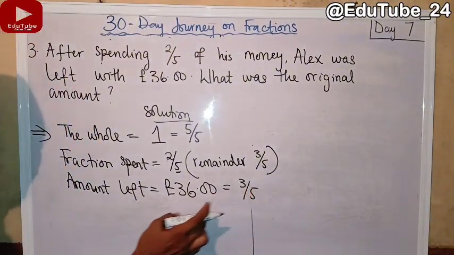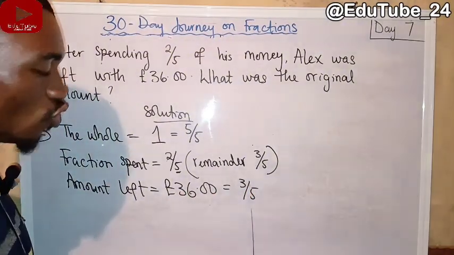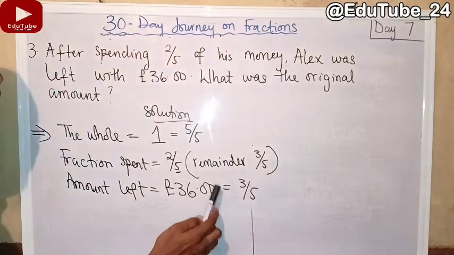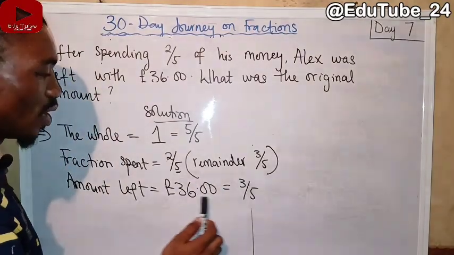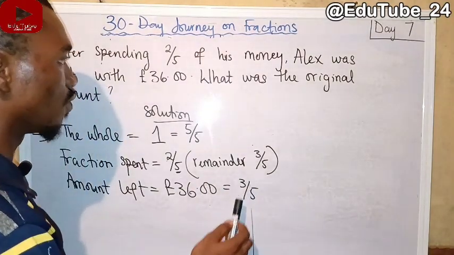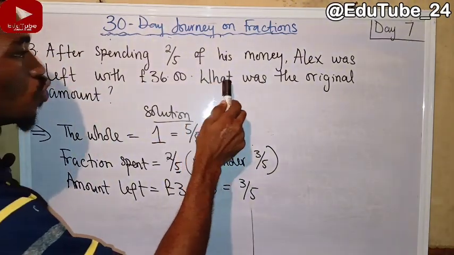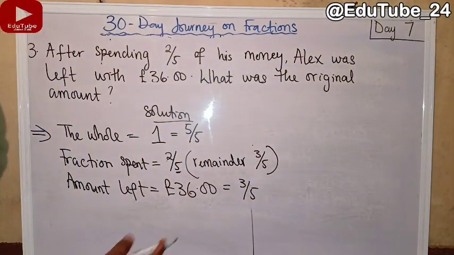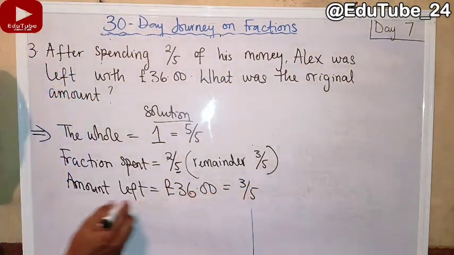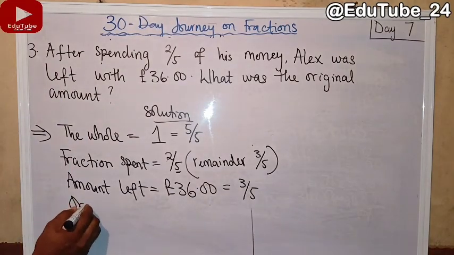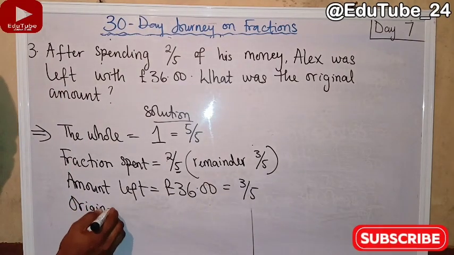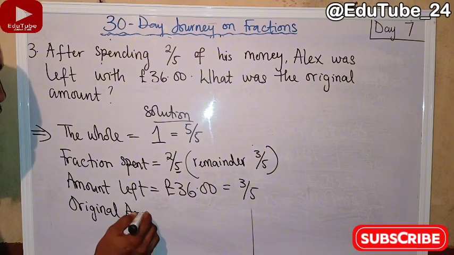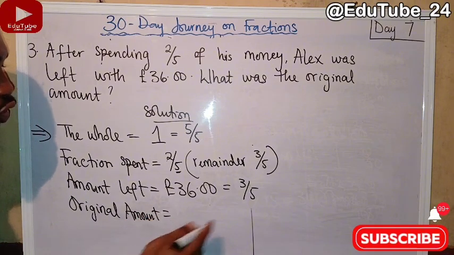Now, knowing what represents what, we can use what we have to solve for what we don't have. We have the amount of money left, and we have the fraction of money left. So we can now find the original amount from this. So the original amount is this 5. We are going to say original amount is now equal to this 5.